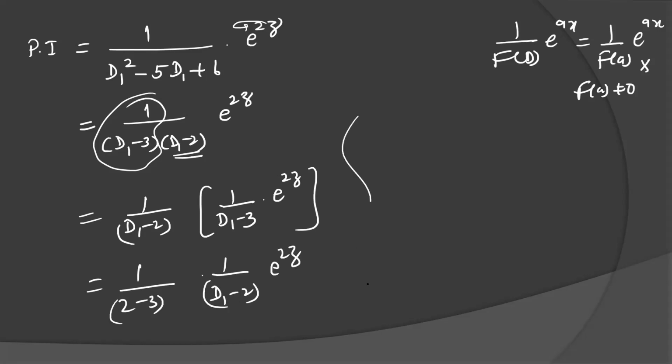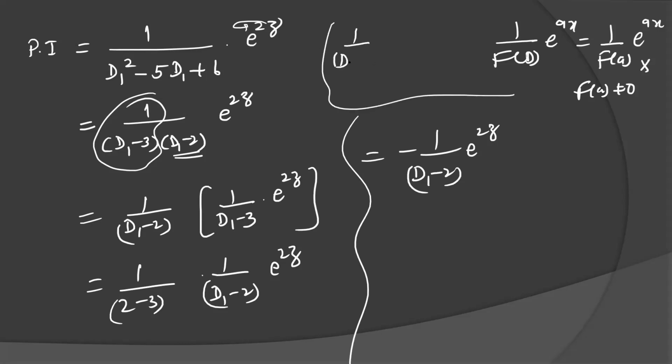We will write like this: minus 1 over D1 minus 2, e to the power 2z. Remember, I told you, if you have 1 over D minus a, e to the power ax, the particular integral was x e to the power ax. If you have power r, then x to the power r by factorial r. Here power is 1 and a is 2. You can compare, only the independent variable changes, that was x. Now you have z, so not going to change a lot. You just replace x by z, e to the power 2z.